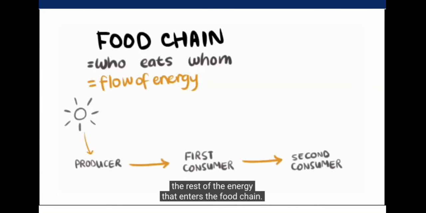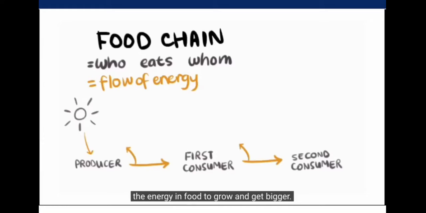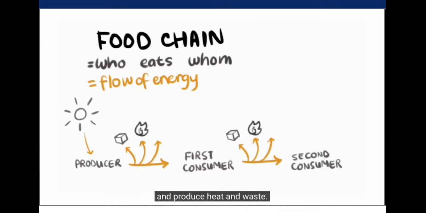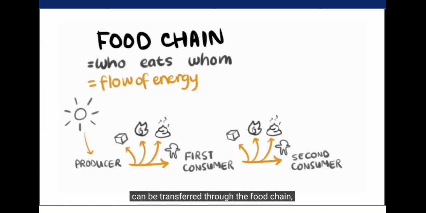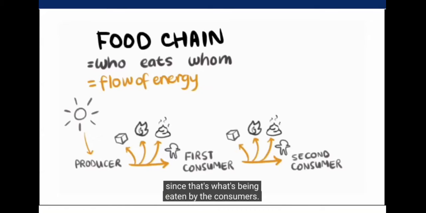But remember that living things don't just use the energy in food to grow and get bigger. We also use the energy to do work and produce heat and waste. But only the energy that's used for growth can be transferred through the food chain, since that's what's being eaten by the consumers. So in fact, only about 10% of the energy is transferred from one member of the food chain to the next.